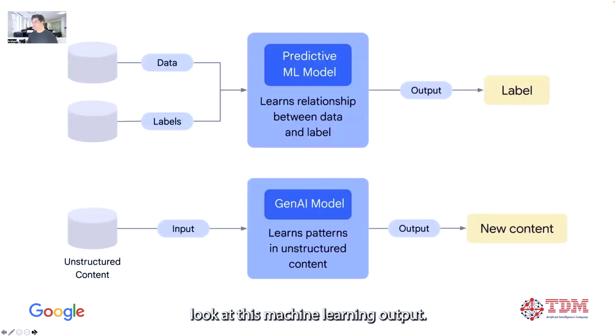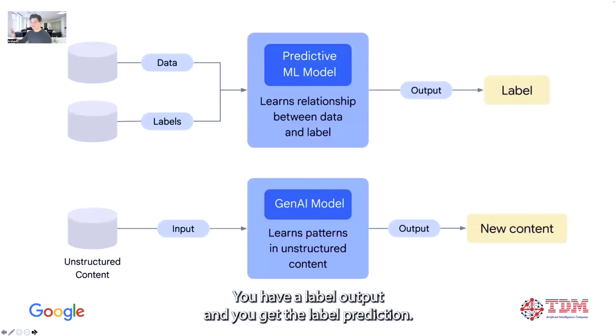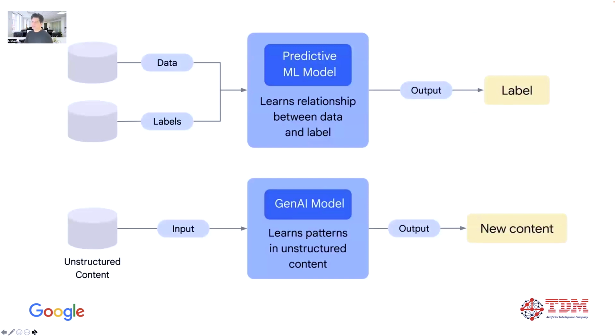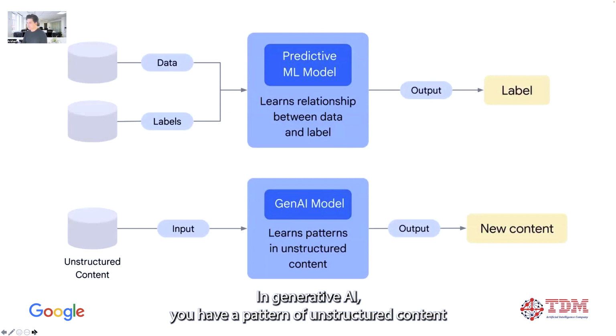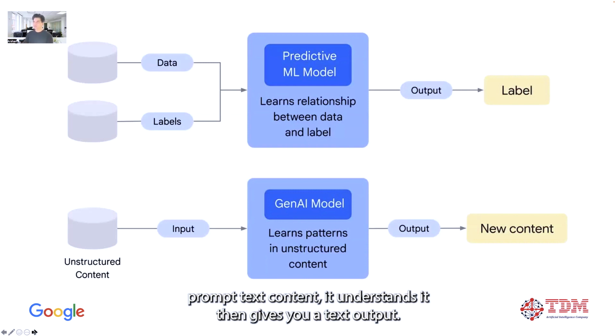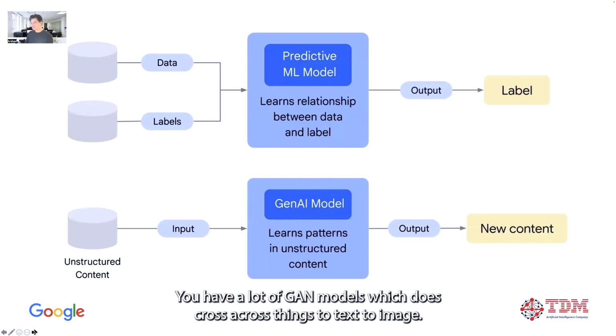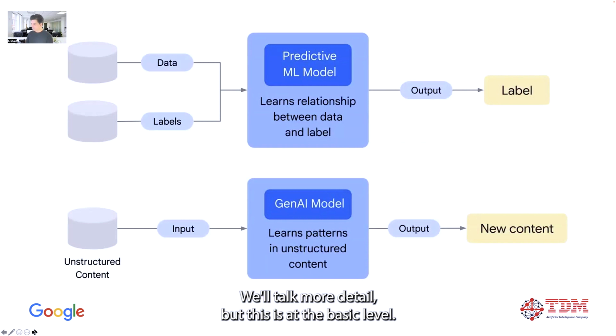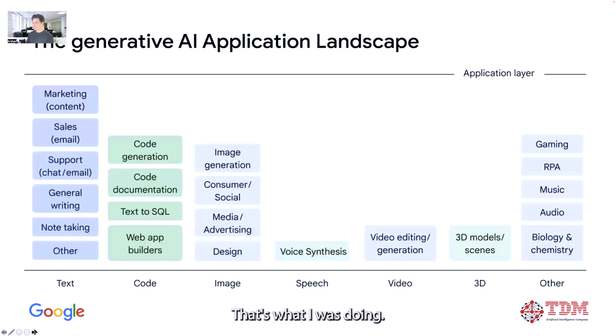In machine learning, you have a labeled input and you get a labeled prediction. In generative AI, you have a pattern of unstructured content and your output is another content. For example, in ChatGPT, you prompt text content, it understands it and it gives you a text output. You have a lot of GAN models which do cross things, like text to image. We'll talk in more detail, but this is at the basic level. That's what Gen AI is doing.